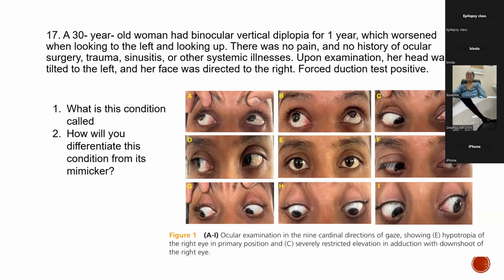Post-duction test is a test which is done. It's like a mechanical movement of the eyes, which will be done to see for any restriction. Holding the eye with an object like forceps or cotton, they will be moving the eye to see for any restriction.